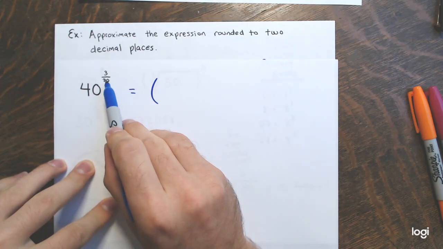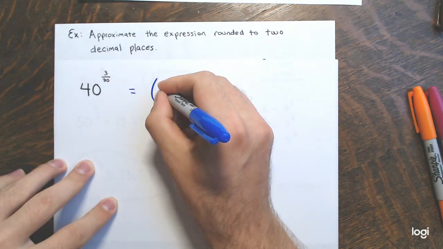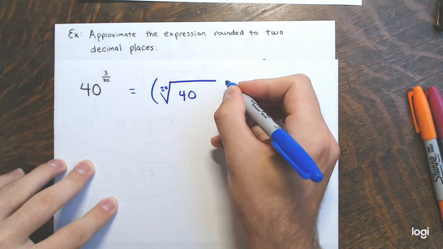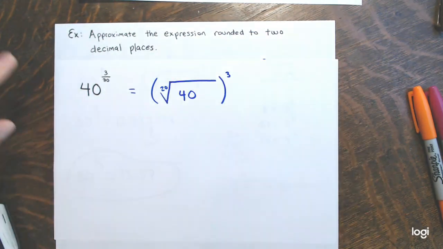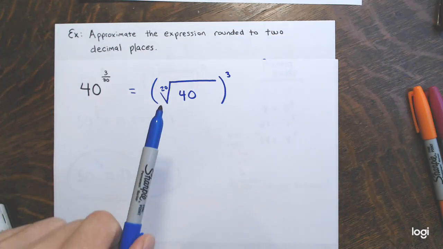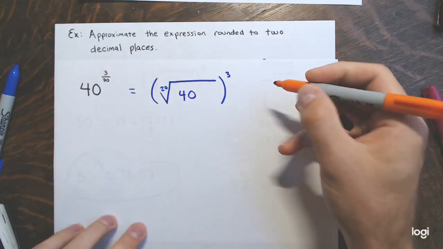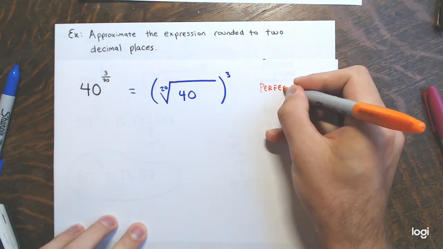I'm taking the 20th root, index 20, of 40, and then raising that to the numerator, raising that to the third power. All right. I don't know what this is. What to the 20th power would be 40? So if you want to think of what are some perfect 20th powers.